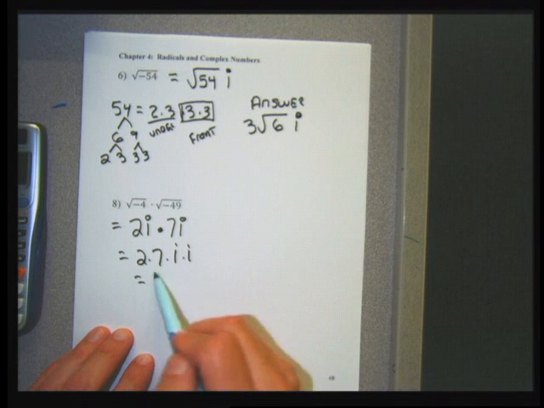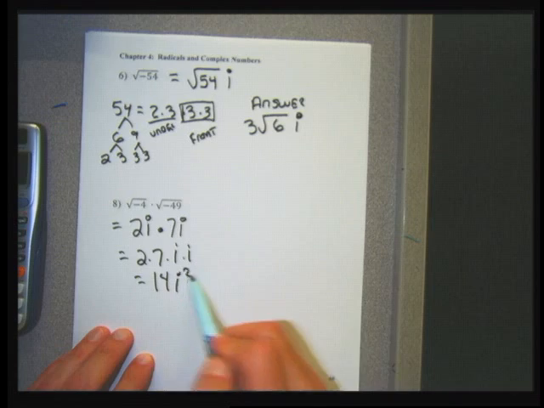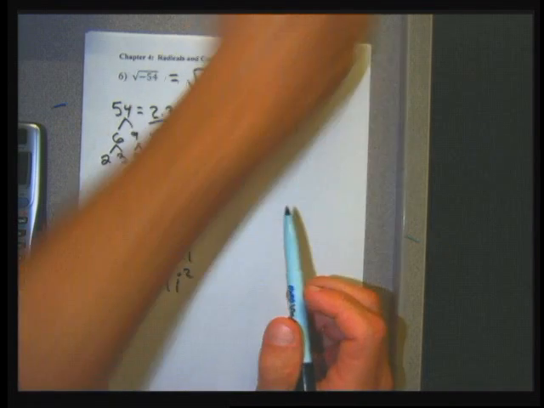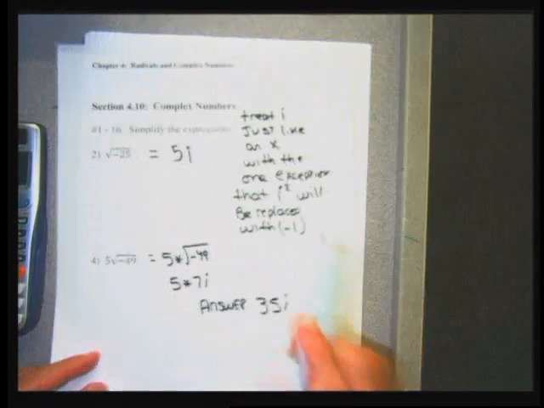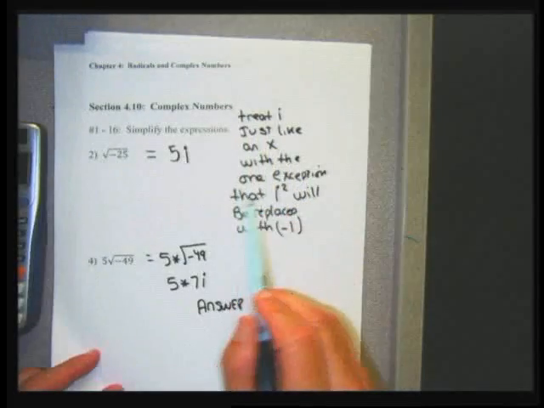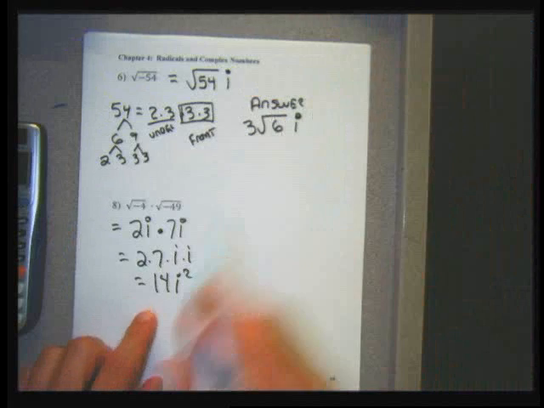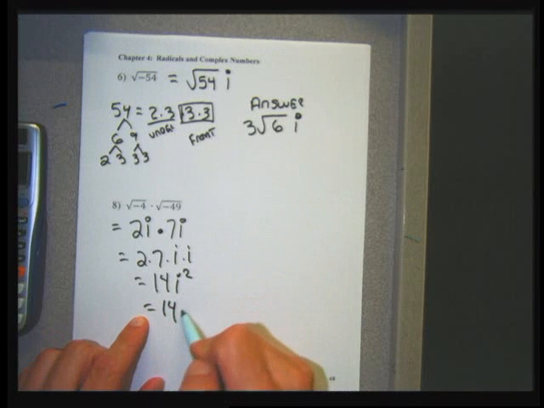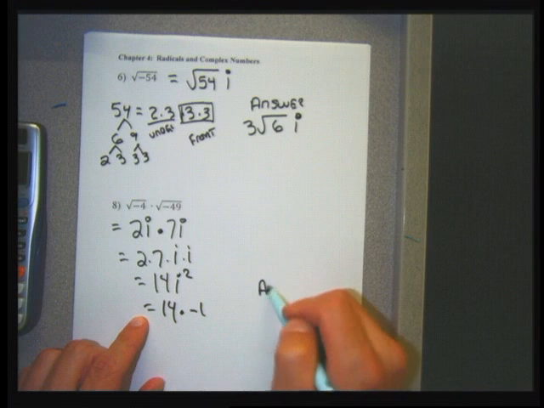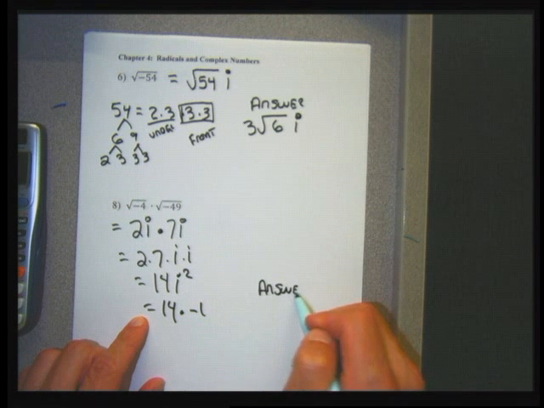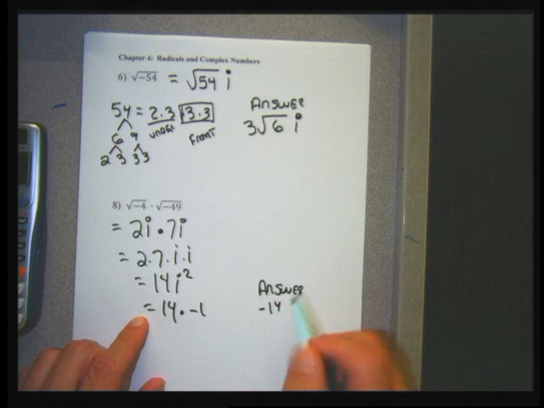This is going to give me 14i squared. So right now I'm treating the i like it's an x. But there's one exception with working algebra with i. If I get i squared, I can replace it with a negative 1. So this really is 14 times negative 1. And the answer to this, when I break out my calculator, is going to give me negative 14.